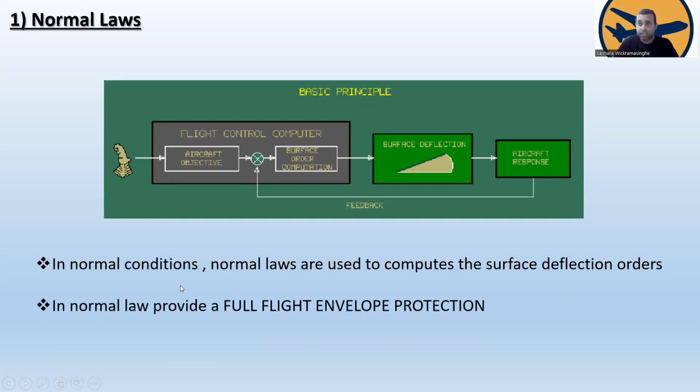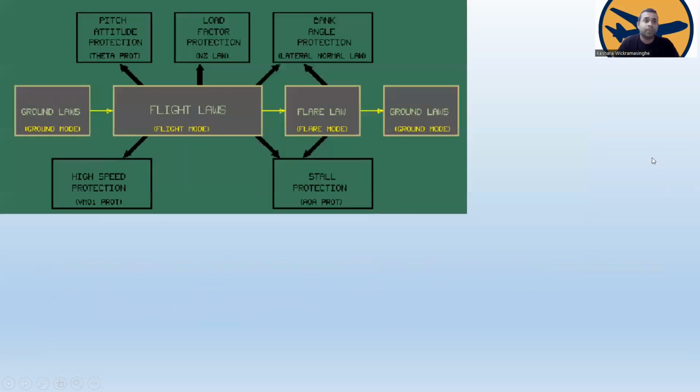Let's see the normal law. In normal conditions, the normal laws are used to compute the surface deflection orders. Remember, normal law provides a full flight envelope protection. Now you can see here the ground laws, flight laws, flare laws, and again ground laws. Here is ground mode, flight mode, flare mode, and again ground mode.